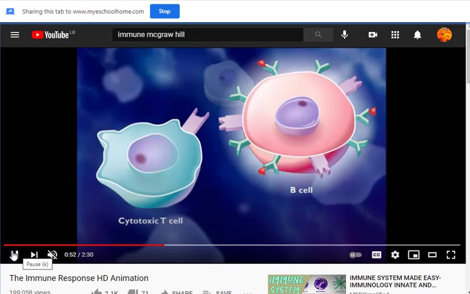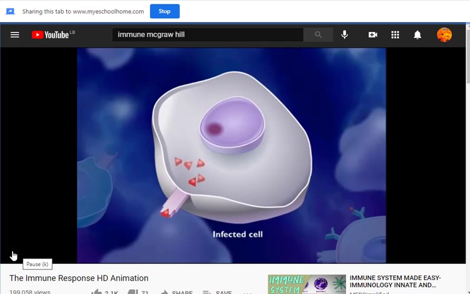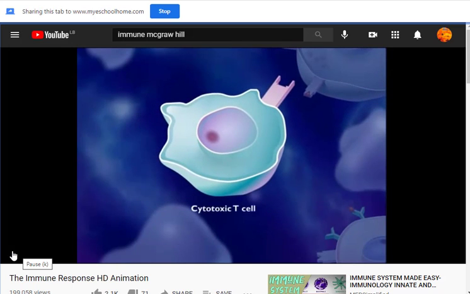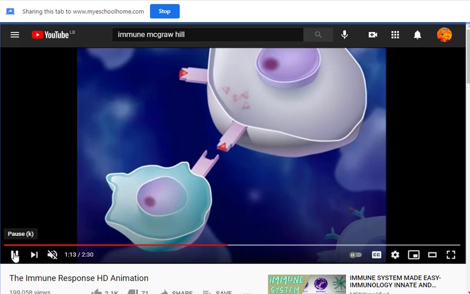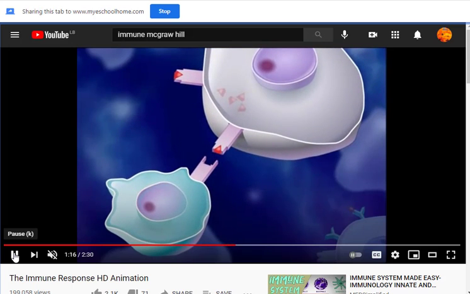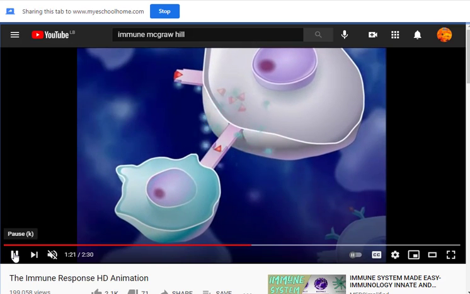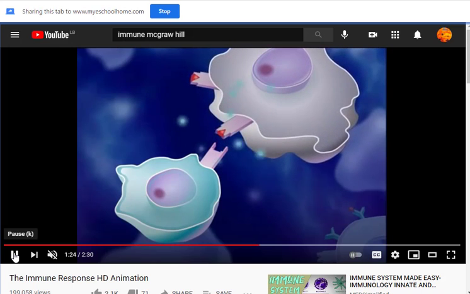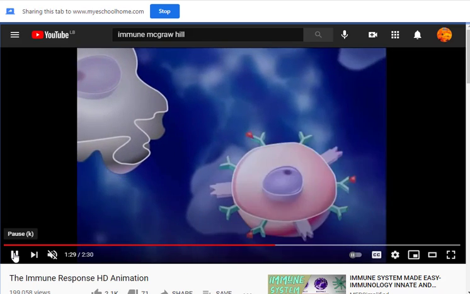Cytotoxic T cell now starts searching for infected normal cells. Infected normal cell, the cytotoxic T cell binds to it and destroys it, so the virus does not use it as a factory of viruses.